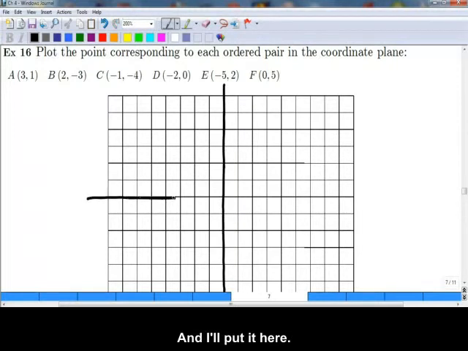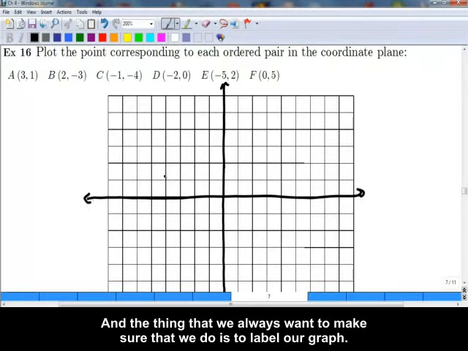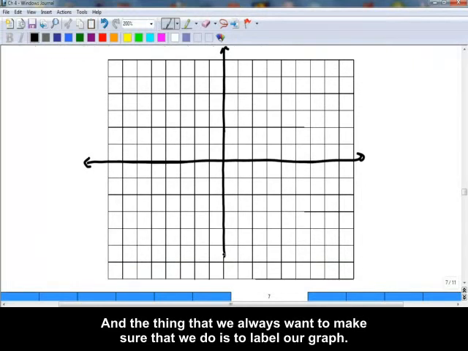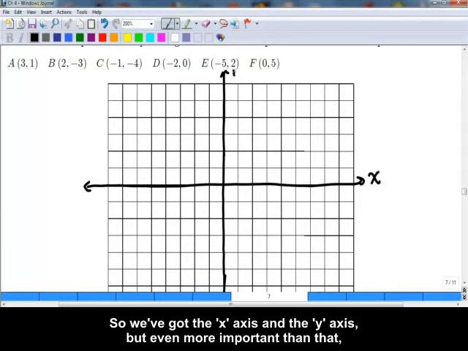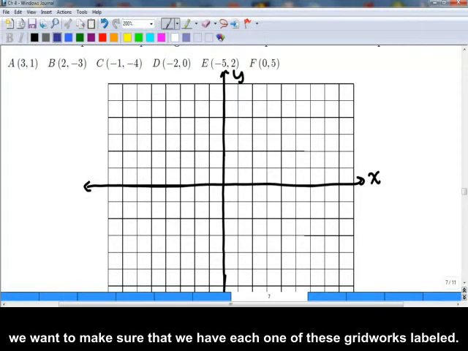And I'll put it in about the middle here. And the thing that we always want to make sure that we do is to label our graph. So we've got the x-axis and the y-axis, but even more important than that, we want to make sure that we have each one of these grid marks labeled.